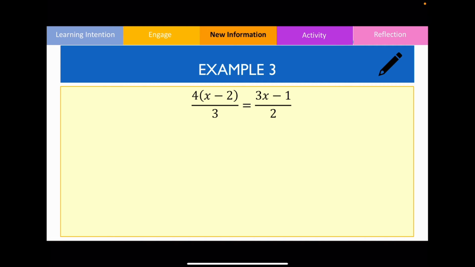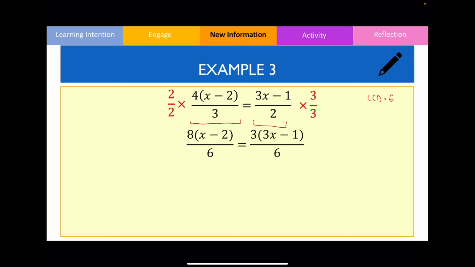In the third example, this is going to be different from the other 2 examples because notice here, all the terms are already in the form of a fraction. So what I'll do now is identify the lowest common denominator. In this example, the lowest common denominator is going to be 6. So I will multiply this fraction over here by 2 over 2. And I'll multiply that fraction over there by 3 over 3. So if I do that, this is what my equation should now look like.